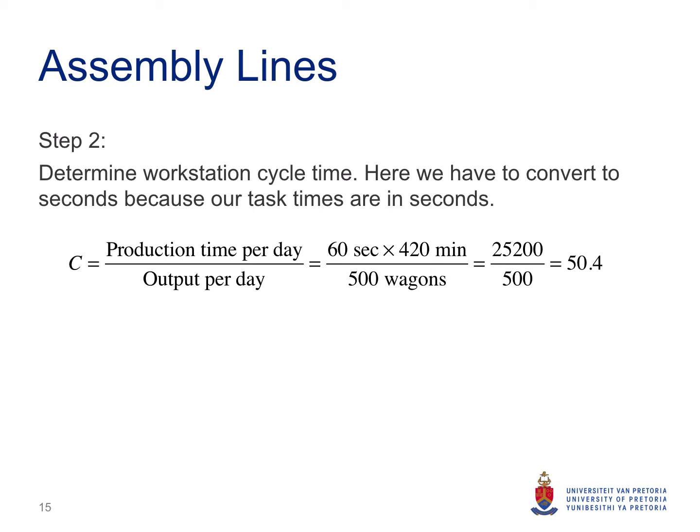Calculate the workstation cycle time. We have to convert the 420 minutes production time per day to seconds, as that is our unit of time. Thus 420 minutes give 25,200 seconds divided by 500 wagons required per day to give a workstation cycle time of 50.4 seconds.